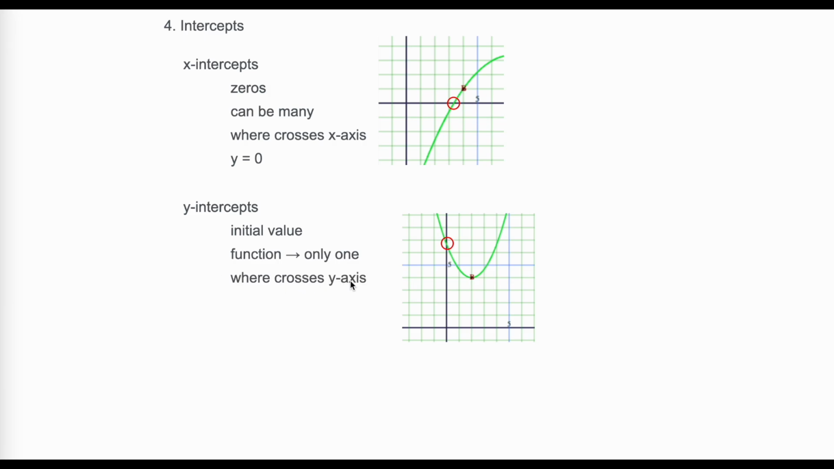It's where it crosses the y-axis. It's when the x is 0. You can find it algebraically as well by setting the x to 0. Whenever x is equal to 0, this is when you get your initial value, or the y-intercept. Let's look at some examples of this.